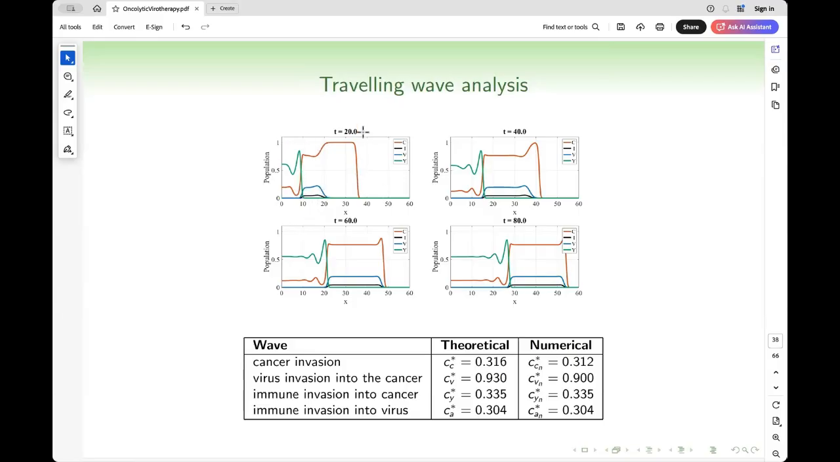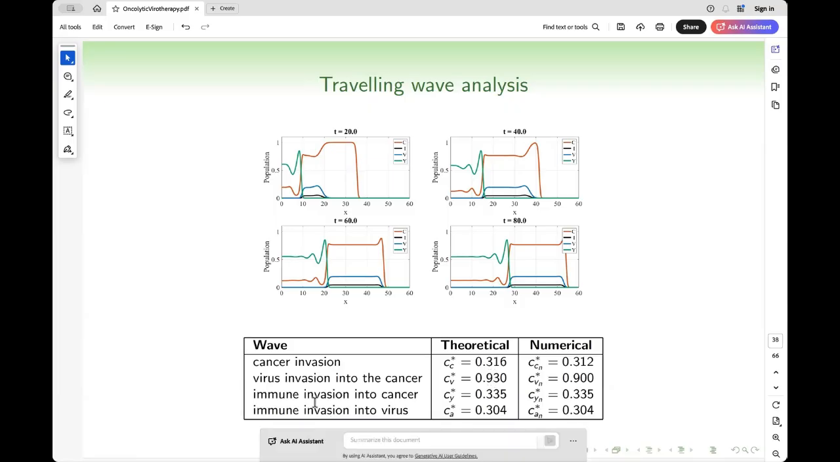And for the cancer, you do a leading edge analysis here. So this indeed works, and these are the values we found, again together with Nigar Muhammadnejad. The cancer invasion wave is 0.31. The virus invasion is 0.9, so much quicker. And the immune invasion into the virus is 0.33, so it's a little bit quicker than the cancer invasion itself, but definitely much slower than the viral invasion here.